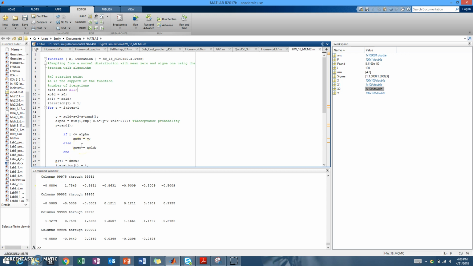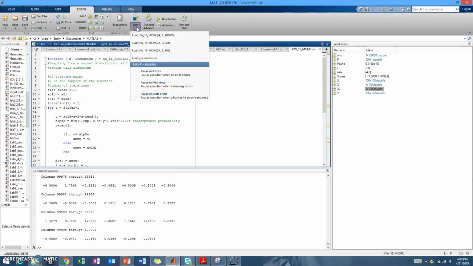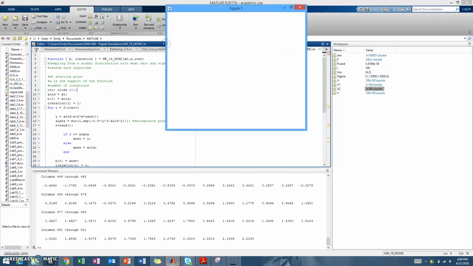So like Emily said, in the original code, the b and the iteration were one matrix, but it was easier in here just to split it up, b being your variance and then iteration being the number of the iteration that you ran through. So there are three parts to this problem. First, we were told to run it with these variables here. So your x naught starts off as -4, a is 0.5, and then your iterations are 500.